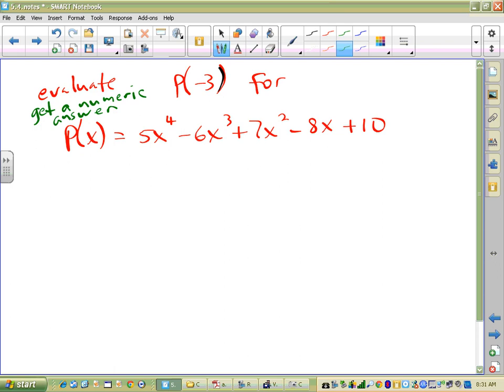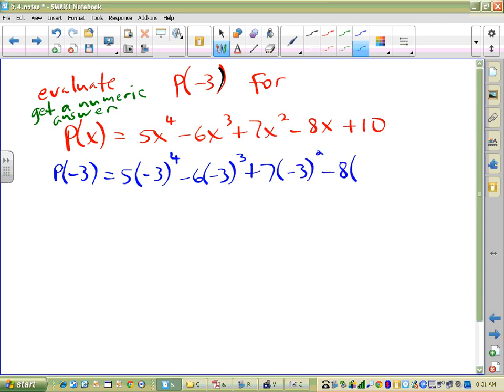So here's how it goes. P of negative 3 is this. It's 5 times negative 3 to the 4th minus 6 times negative 3 cubed plus 7 times negative 3 squared minus 8 times negative 3 plus 10. Wow. So all I did was make substitutions. I replaced x with negative 3.